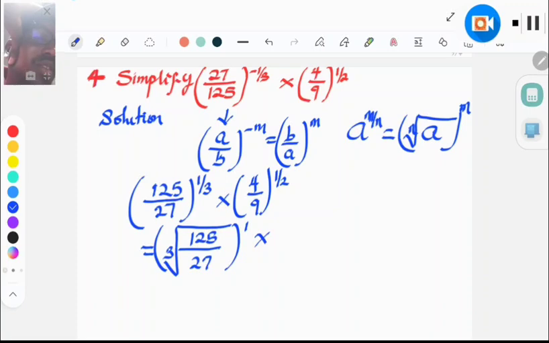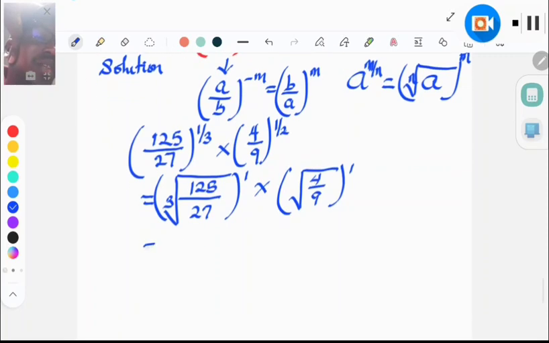times. Now this other one, this square root itself is this denominator 2. So we are not going to write 2 here because this 2 indicates the square root. So we have 4 over 9 raised to the power of 1. Alright, so to finally solve this, the cube root of 125 is 5 and the cube root of 27 is 3, times the square root of 4 is 2 and the square root of 9 is 3. So when we multiply this, we have 10 over 9. And here is the answer.